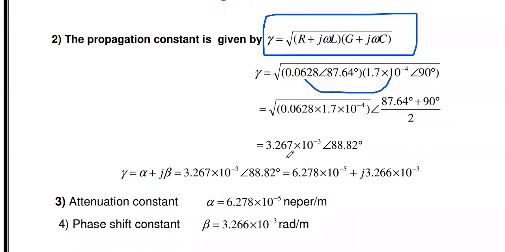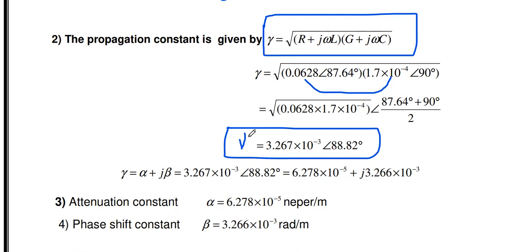Okay, then we can get the answer as 3.267 into 10 to the power minus 3 with angle 88.82 degree. This is the propagation constant. So here the propagation constant is in polar format. And the propagation constant, you know, is a complex quantity. It can be expanded as alpha plus j beta. So in order to find alpha and beta, we have to convert this polar coordinate into rectangular.